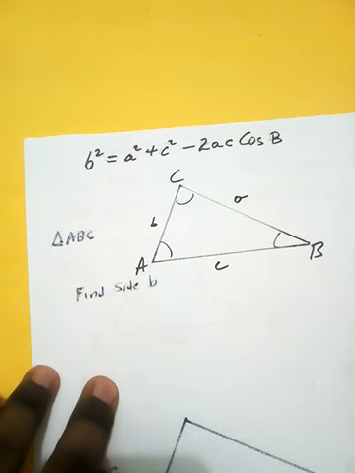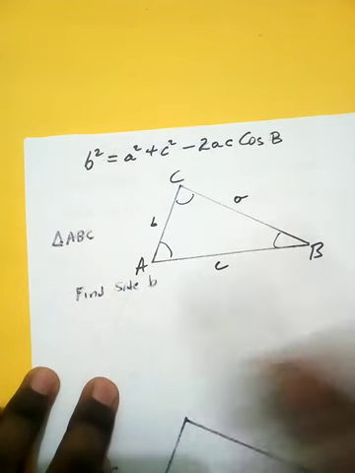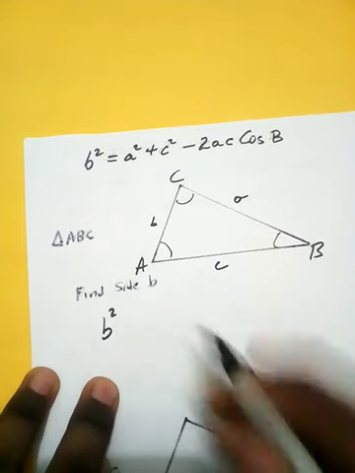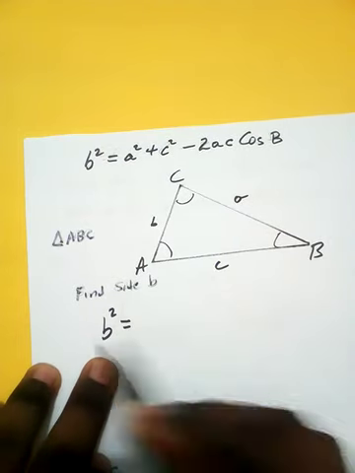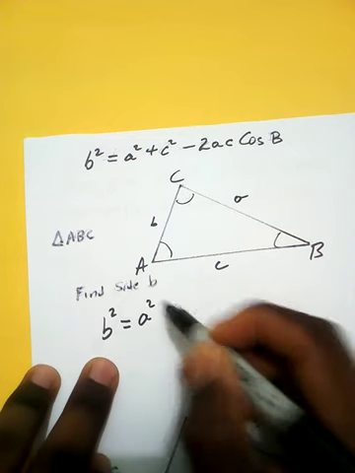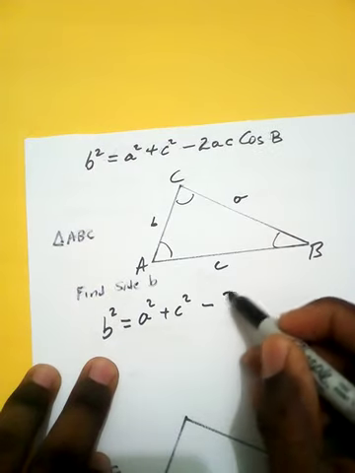But suppose I create the formula if they say find side B. Then I start with side B, so it will be B square equals. Then, if I start with B, which are the two sides left? A and C. So we'd have A square plus C square minus 2.